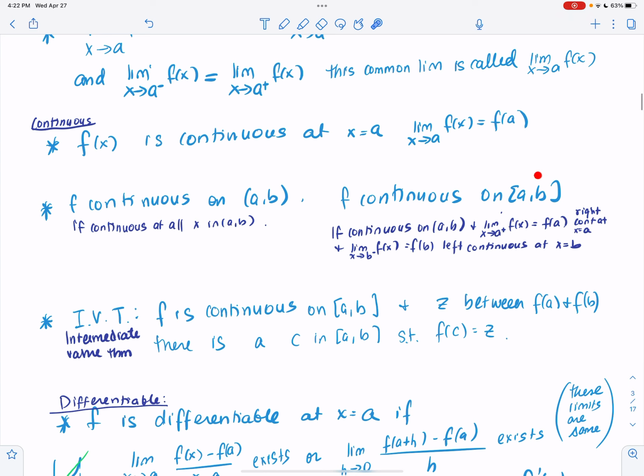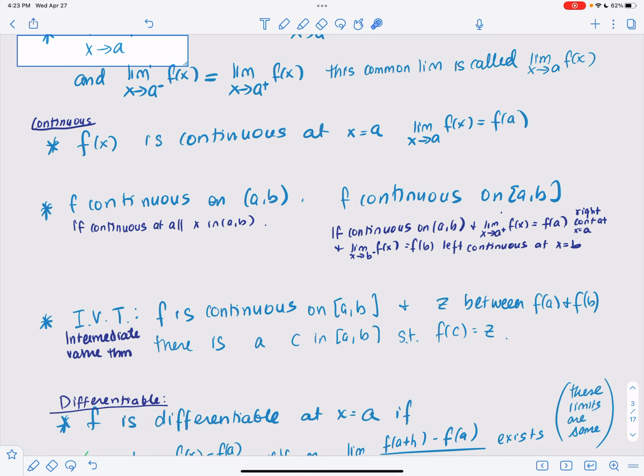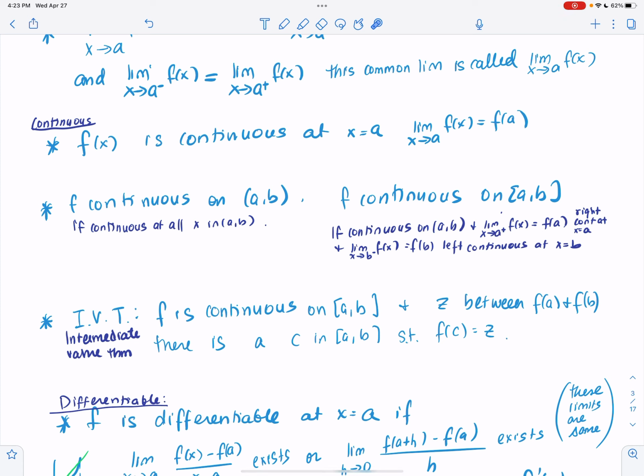and at a, we can only talk about the limit from the right because you're talking only about a closed interval. There is no left side of a. So you want the limit from the right of f as x approaches a from the right to be equal to f of a. So you say that f is right continuous at a. And the limit from the left as x approaches b of f of x equals f of b. So it's left continuous at b. If you have that it's continuous on the open interval, right continuous at a, and left continuous at b, then you say that f is continuous on the closed interval [a, b].